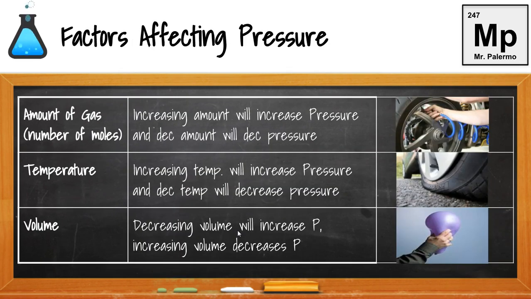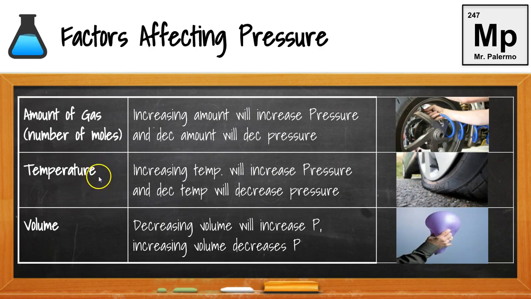What are the factors that affect gas pressure? Well, first is the amount of gas, how many moles of gas I have. If I add more gas particles, I'm going to have a higher pressure. Increasing the amount will increase that pressure, and obviously then the opposite. If I decrease the amount of gas particles, the pressure will decrease. And that's the case with our tires. When we fill up our tires, we're adding more gas in there, and so therefore we're increasing the pressure, and that's why the tire pressure goes up.